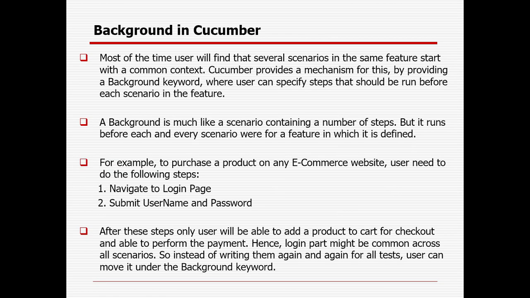Most of the time, the user will find that several scenarios in the same feature start with a common context. Cucumber provides a mechanism for this, by providing a background keyword where the user can specify steps that should be run before each scenario in the feature. So that is the common thing, whatever will be run before running the scenario. We can create a feature background for those steps, so that those steps will be run every time before the scenario is executed. A background is much like a scenario containing a number of steps, but it runs before each and every scenario of the feature in which it is defined.